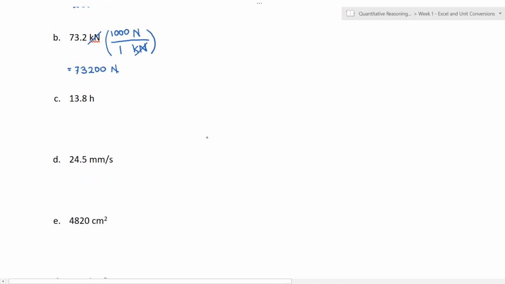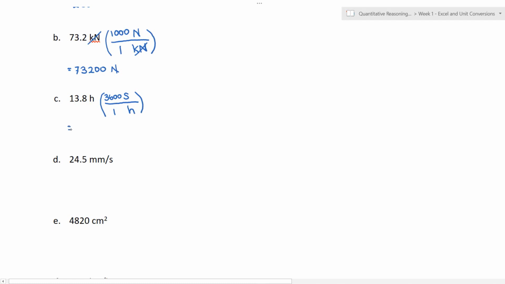Next we have 13.8 hours. The SI unit for time is not hours, it's seconds. So I'm going to cancel out my hours by putting hours in the denominator and replace it with seconds. In Canada, seconds is just an S, not SEC. Now how many seconds are in 1 hour? We did this in the previous question. There's 60 seconds in a minute, and there's 60 minutes in an hour, so there's 60 times 60 seconds in an hour. So that would be 3,600 seconds in 1 hour.